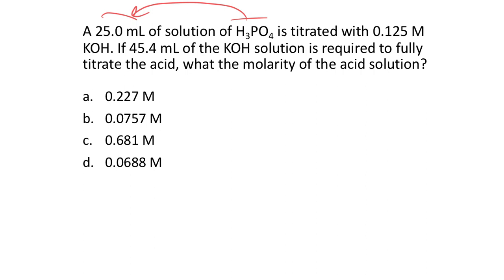Okay, so we're titrating with 0.125 molar KOH. Somebody before us has figured out how to standardize that solution out to 0.125 moles KOH per liter of that solution. You do the titration until you reach the end point, so it took 45.4 milliliters of KOH to fully titrate the acid. What is the molarity of that acid solution?